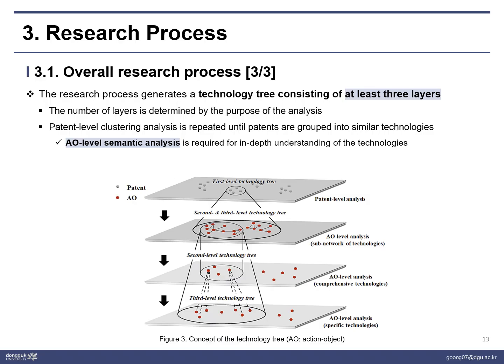The technology tree is constructed with a minimum of 3 layers. The number of layers may vary depending on the purpose of the analysis. For a deeper understanding of the technologies, semantic analysis at the action object level is required.